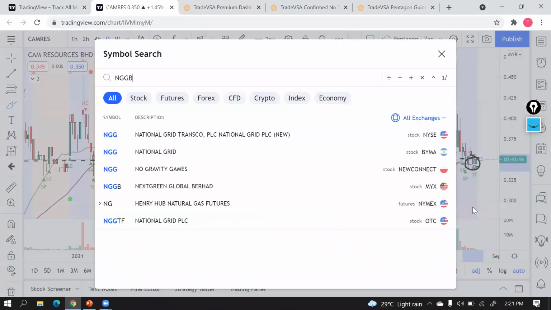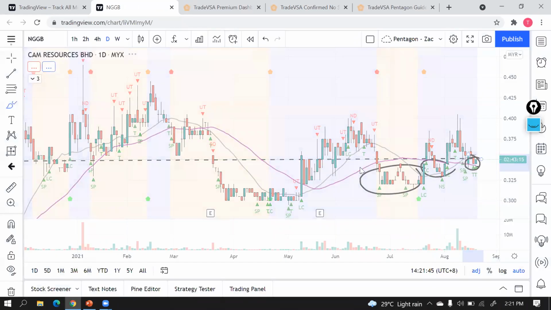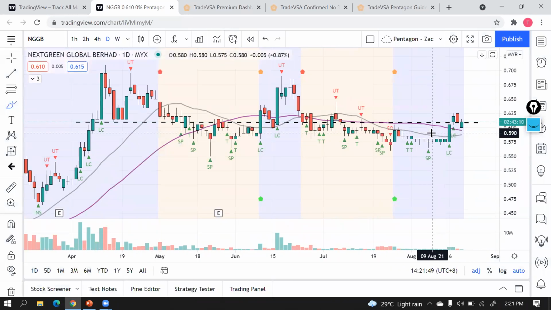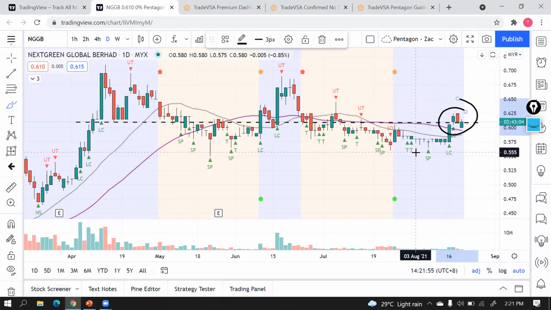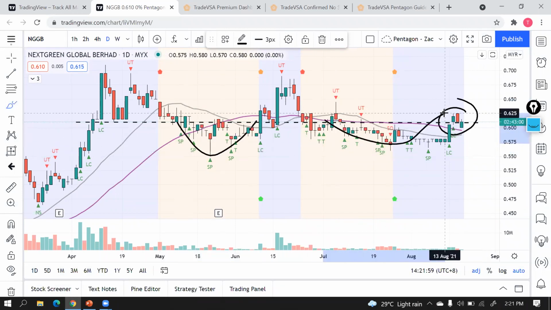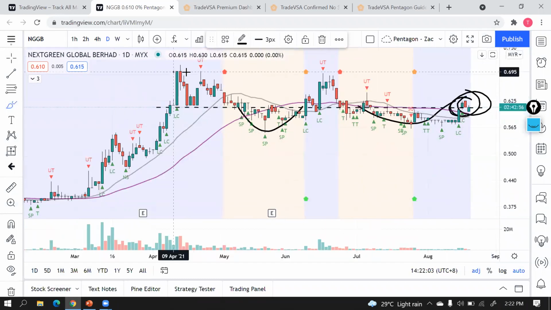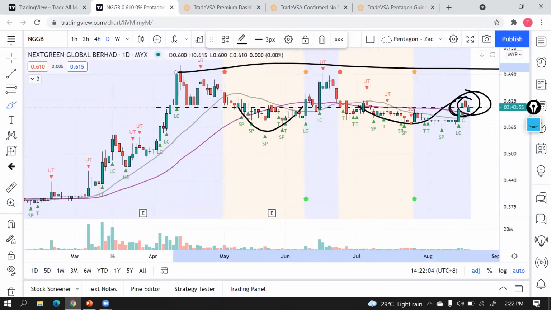The other counter that I'm monitoring for shakeout is NGGB. Again, I haven't entered it, just monitoring it, because of the current market I don't really dare to enter a lot of stocks. So we got 1 round, 2 round. Hopefully this one will hold for a while before they test the resistance.